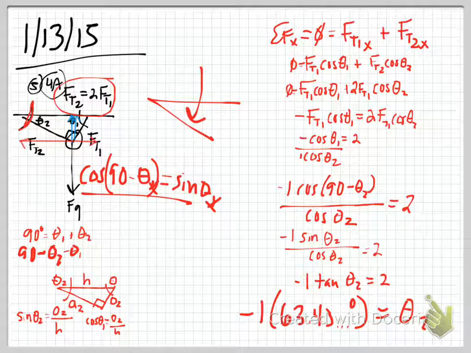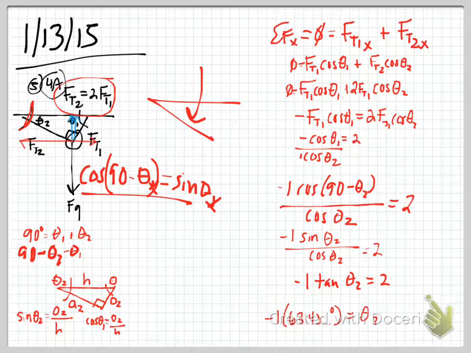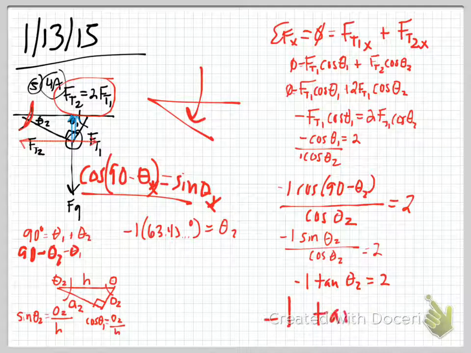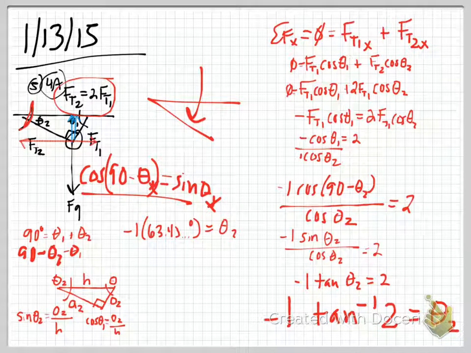You're just doing, okay, so it is negative 1 times inverse tangent of 2 is equal to theta 2. So it's an inverse tangent function, just the same way you found angles for headings all along. So now that you've got both angles, you should be able to find the forces of tension in the cables.